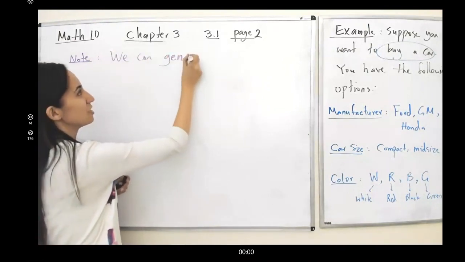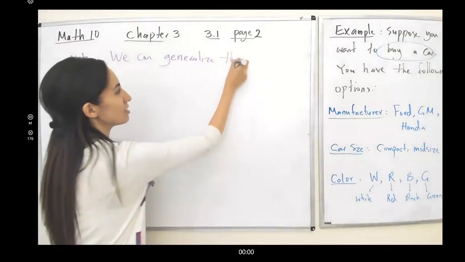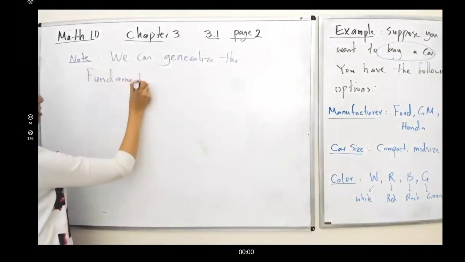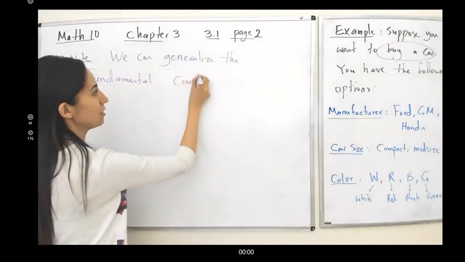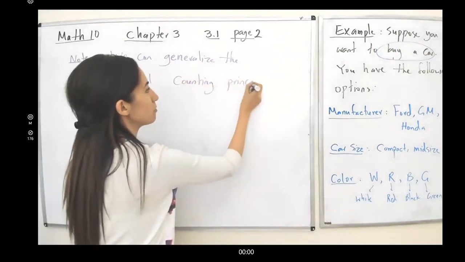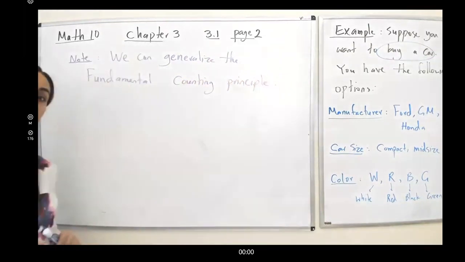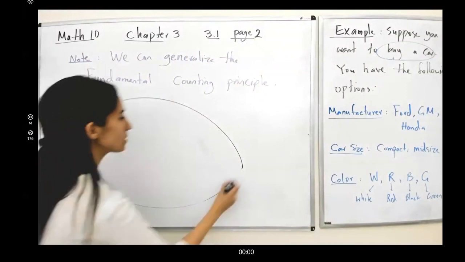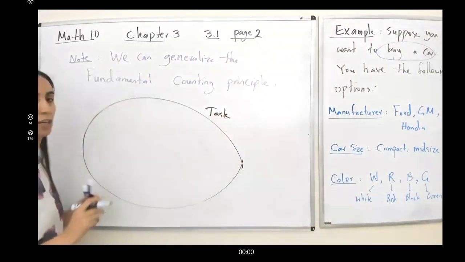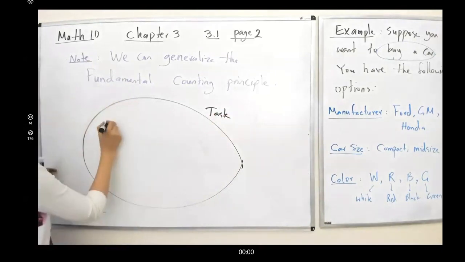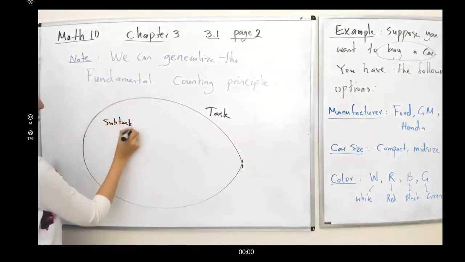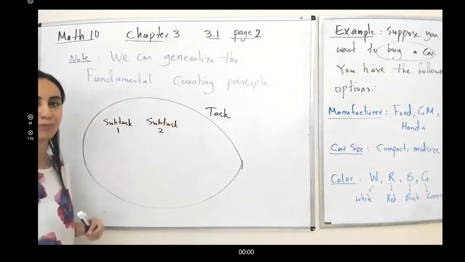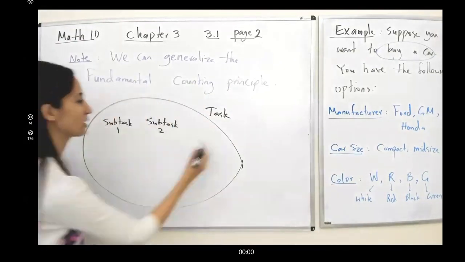Note that we can generalize the fundamental counting principle. What do I mean by that? Here you have a task. The task can be done using some subtasks: subtask 1, subtask 2. Now I'm adding subtask 3, which is the color of the car.